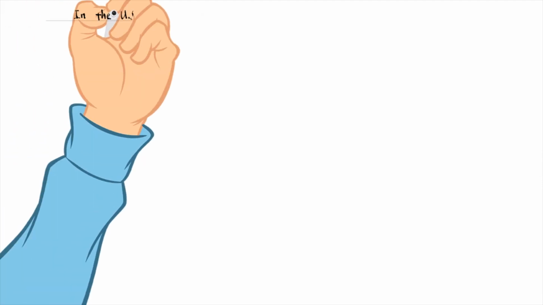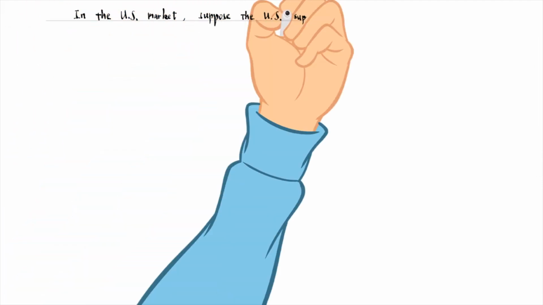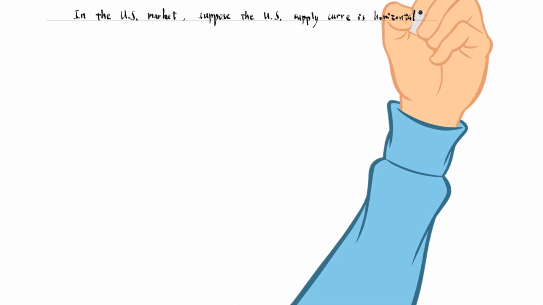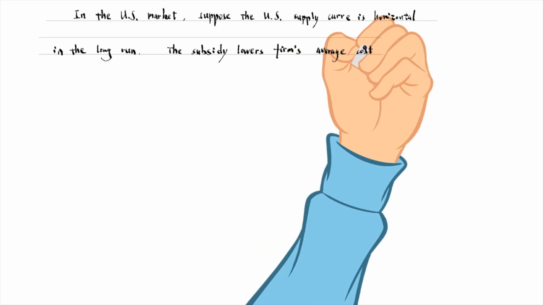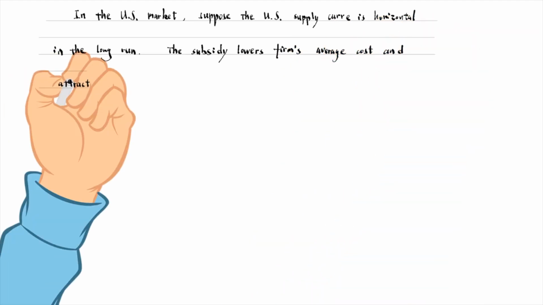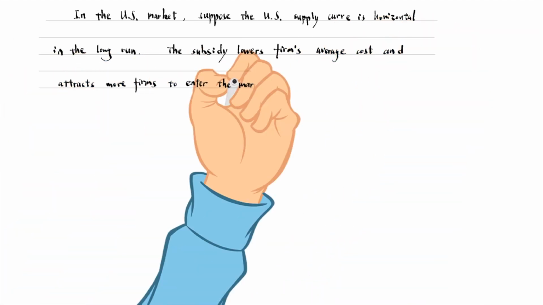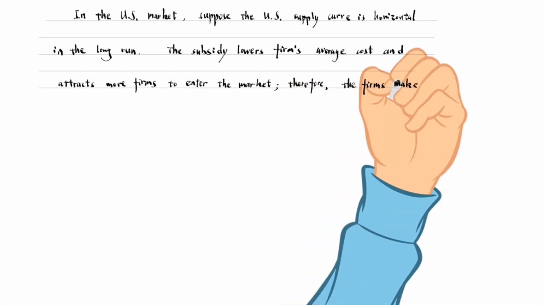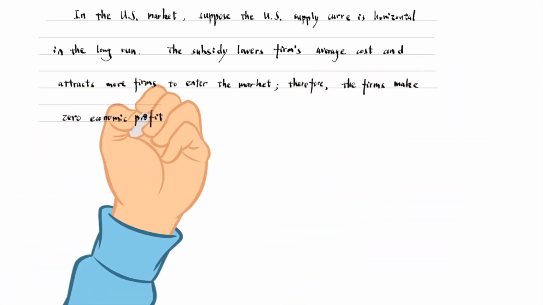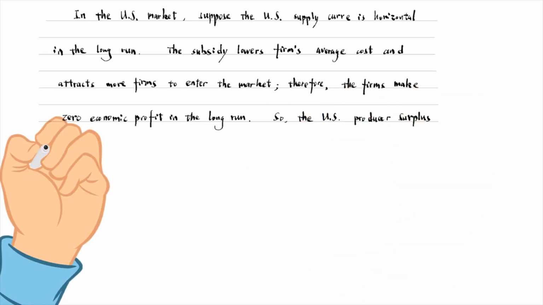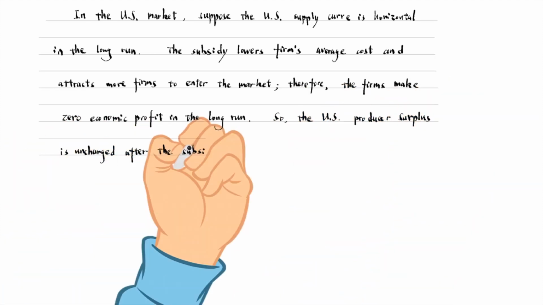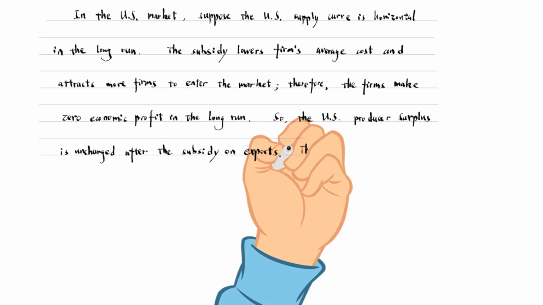Next, we look at the U.S. market. Suppose the U.S. supply curve is horizontal in the long run. The subsidy lowers the firm's average cost and attracts more firms to enter the market. Therefore, the firms make zero economic profit in the long run. So, the U.S. producer surplus is unchanged after the subsidy on exports.